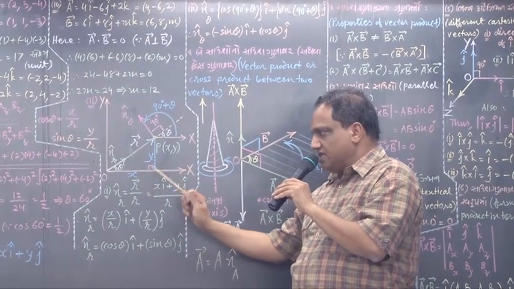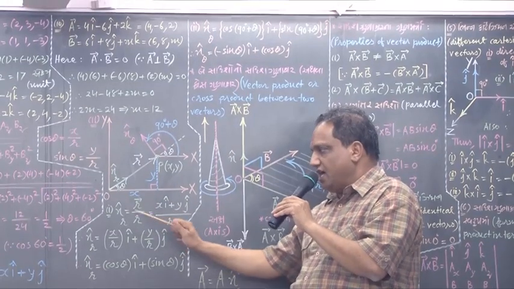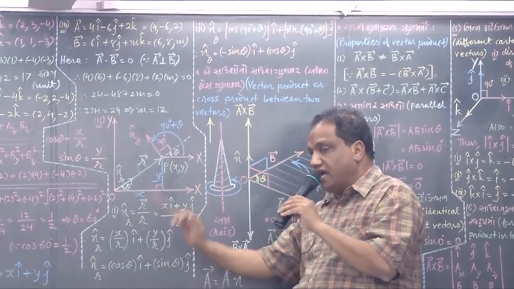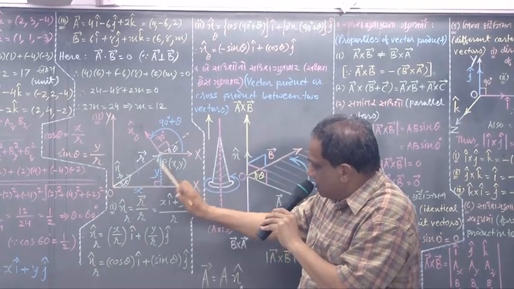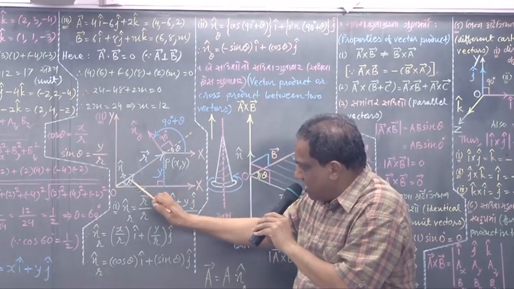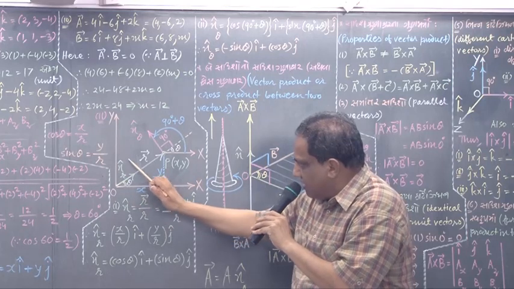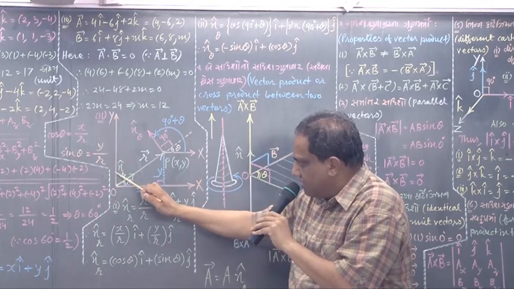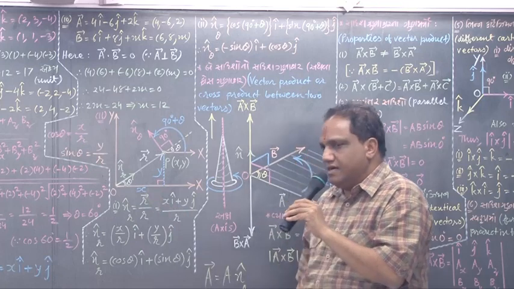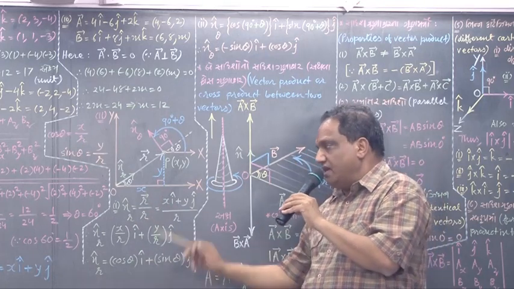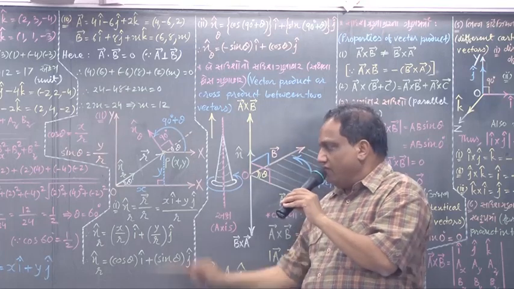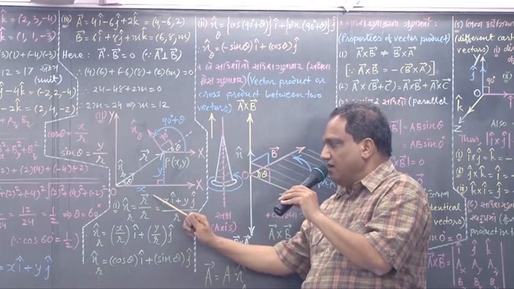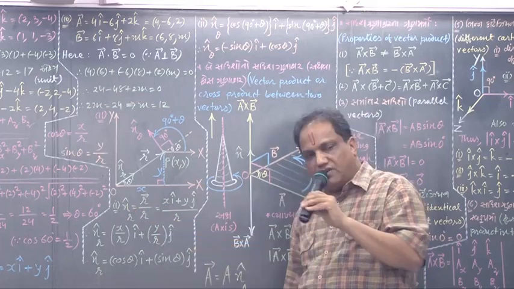Whenever any vector is divided by its magnitude, you will get the unit vector in the direction of that vector. In the direction of this vector, I have chosen one unit vector, and that unit vector is n_r hat. So how will you get that unit vector? By dividing the given vector by its magnitude. Vector divided by magnitude will give you the unit vector.